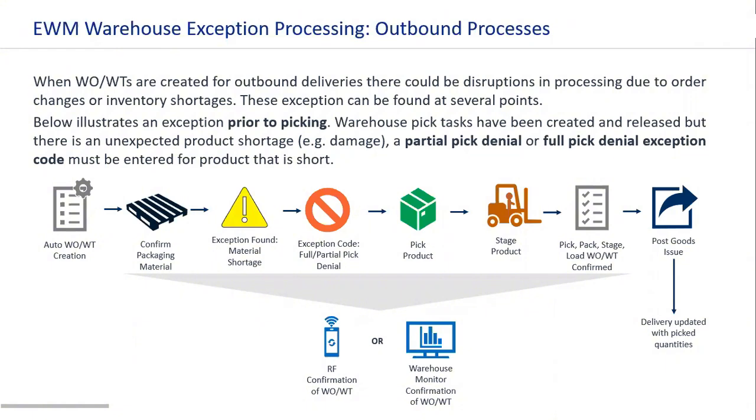Sorry, for a partial pick denial or a full pick denial, an exception code must be entered for product that is short. So they've gone to pick up the pallet, they found it short, you can enter an exception code, so partial pick denial: if it's expecting 70 cases, I'm picking 65.